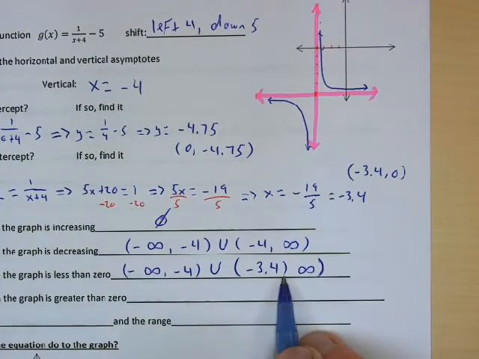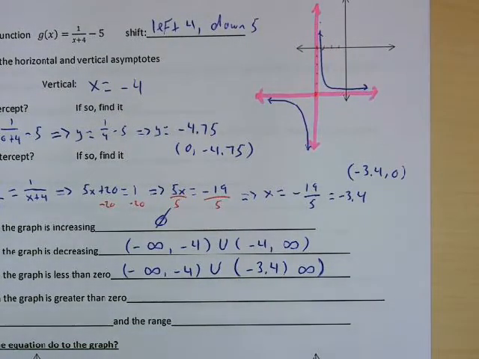Okay, so that is just a big comma. Sorry, I wrote in pen. I can't fix it. All right, next, where is our function greater than 0?